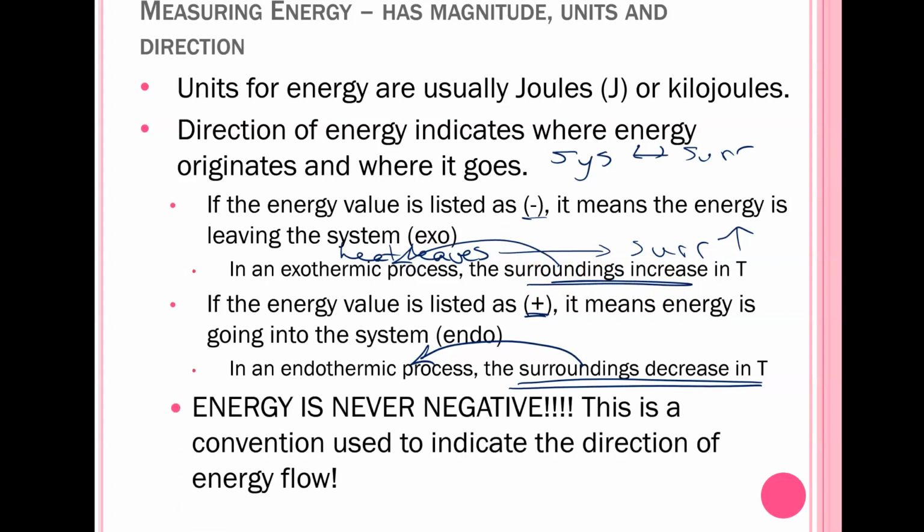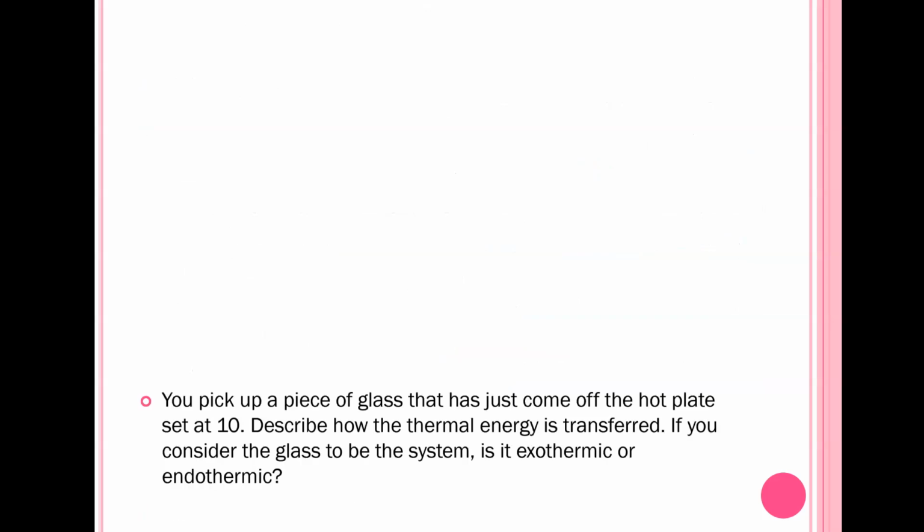Okay? And here's a big thing. Energy is never negative. It is a convention that is used as a shortcut. Instead of writing the words, 25 joules of energy released, we write negative 25 joules. And everybody knows that means the energy is released. So it's a convention.